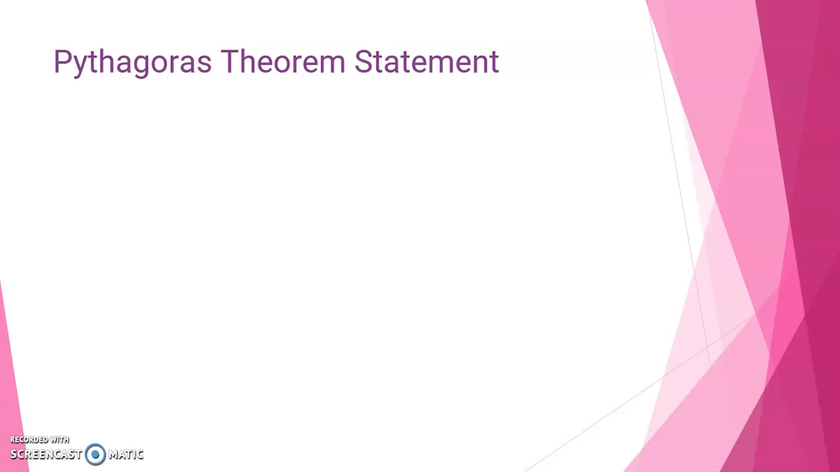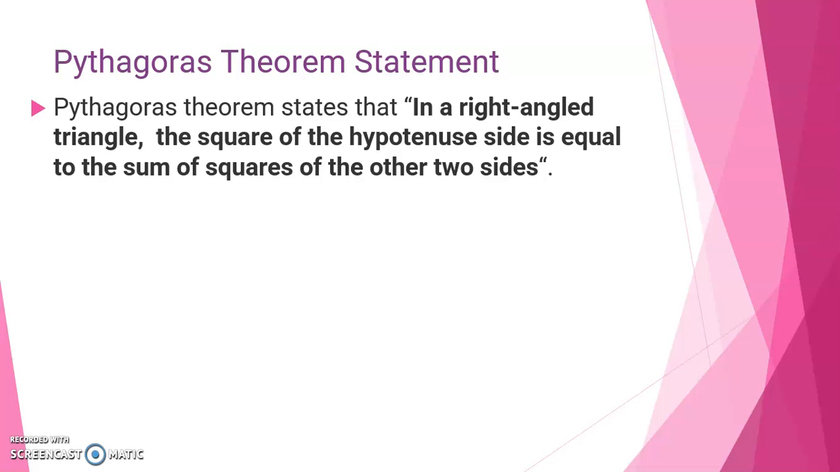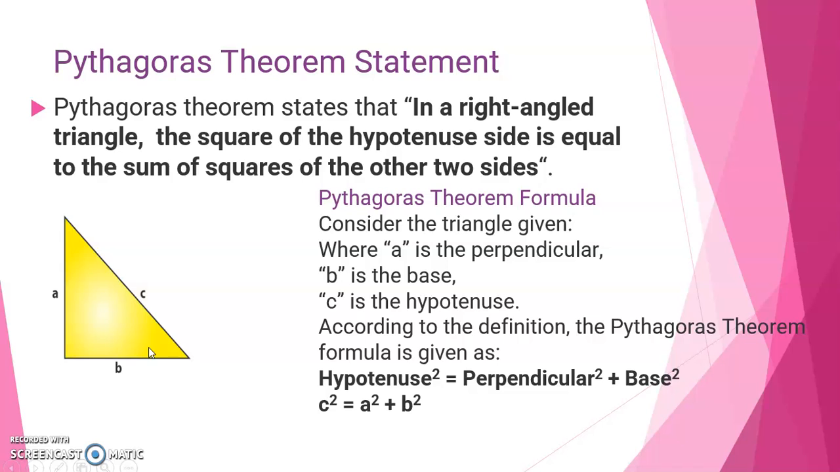Now, what is the Pythagoras theorem statement? It states that in a right-angled triangle, the square of the hypotenuse side is equal to the sum of squares of the other two sides. The hypotenuse is the longest side. So this is the hypotenuse, which is C. The square of C equals the sum of the squares of A and B.